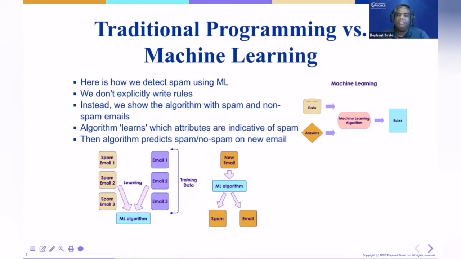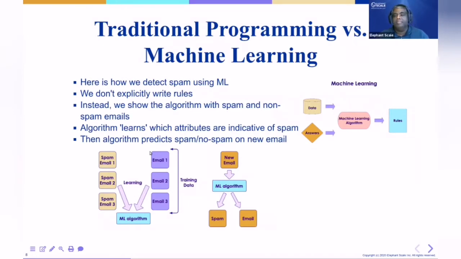Once it has learned enough, then I can show it a new email and say, what do you think? If the new email looks more like a spam email, the algorithm will say, yes, this is spam. If it looks like one of these good emails, it'll say, yeah, this is a good email. So this is basically what we call model building. We're not writing rules. We are actually training the algorithm to learn from the data. This is basically what machine learning is.